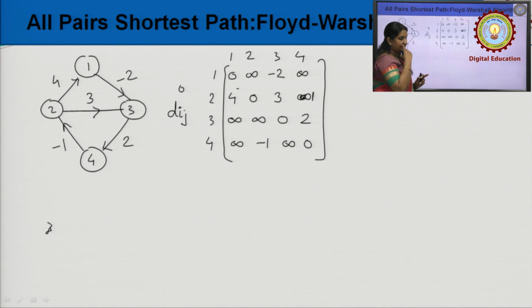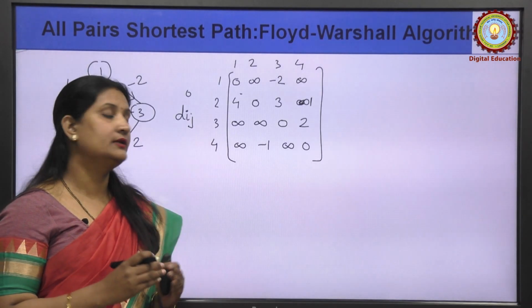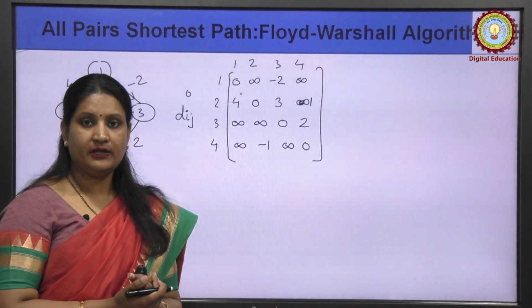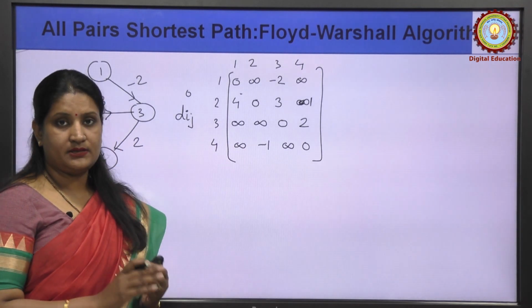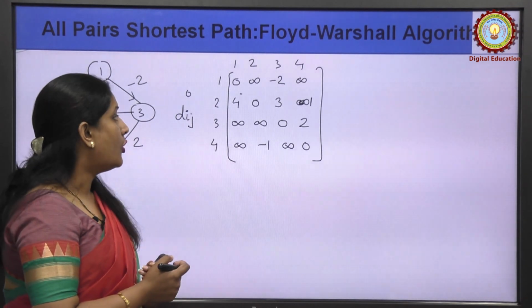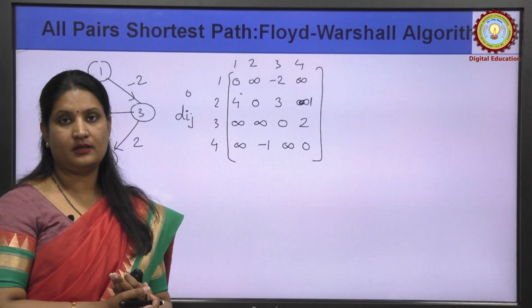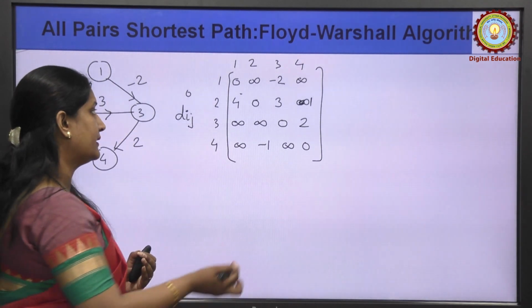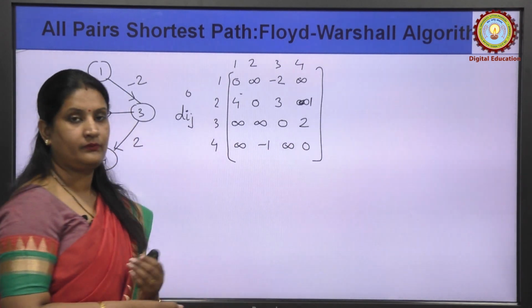So if there is a direct edge from vertex Vi to vertex Vj, then put the edge weight. If the edge is missing, put infinity in that case, and if there is no self loop in the graph, all the diagonal elements are 0.